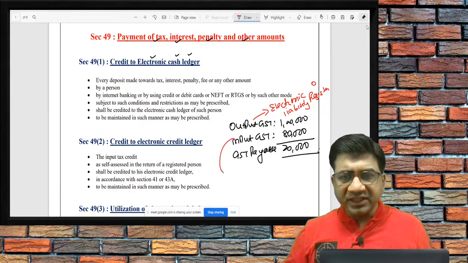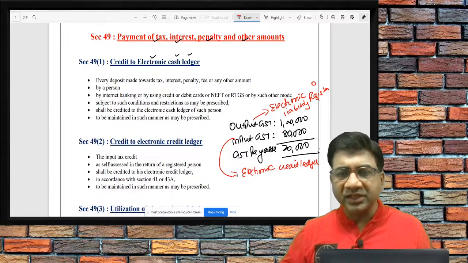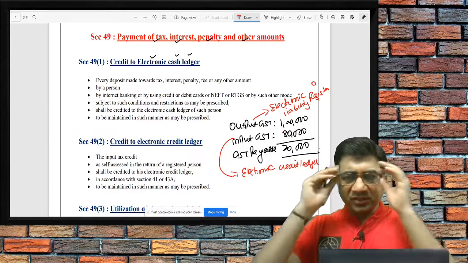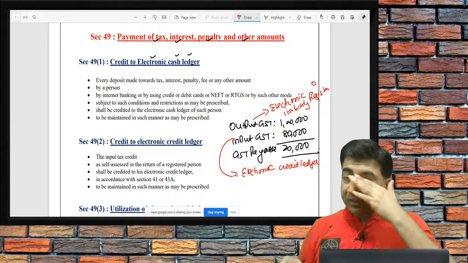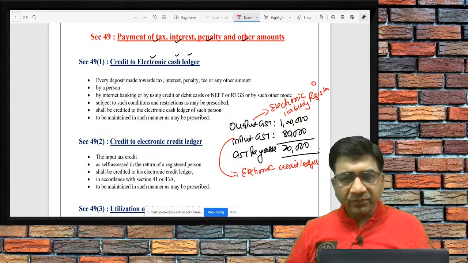This input GST is reflected in the electronic credit ledger. These are all online. That's why they are known as electronic. Now, I don't know why they have called it a register and this a ledger. Strange. They should have called it the electronic liability ledger. But this is a register, this is a ledger. I don't know why. Crazy.